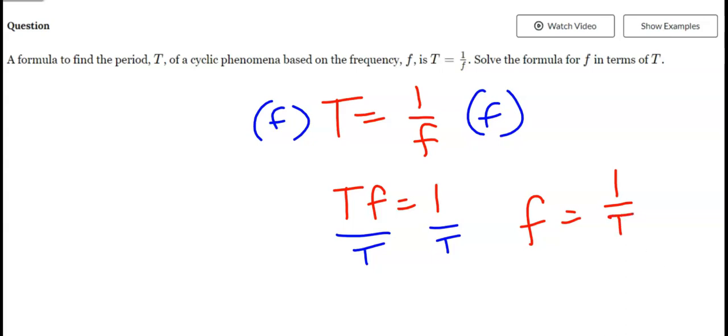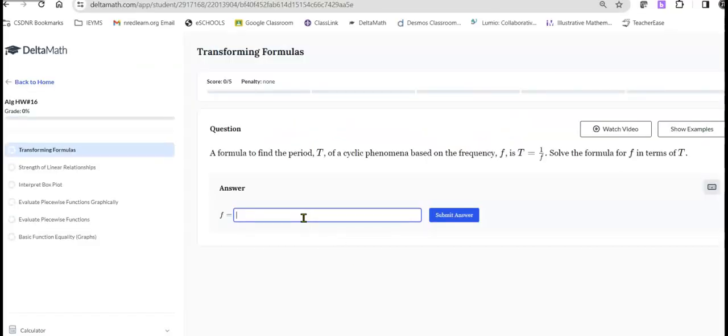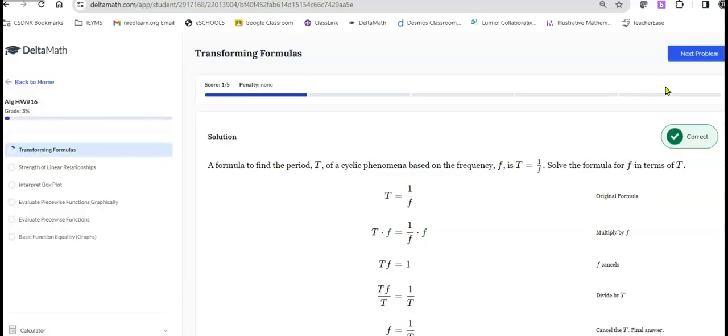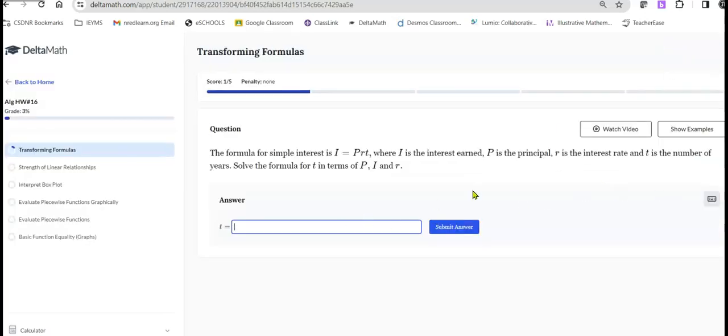So we're going to insert that into the answer key here. They already typed the f equals, so we simply have to type the 1 over t. Let's try a next question.